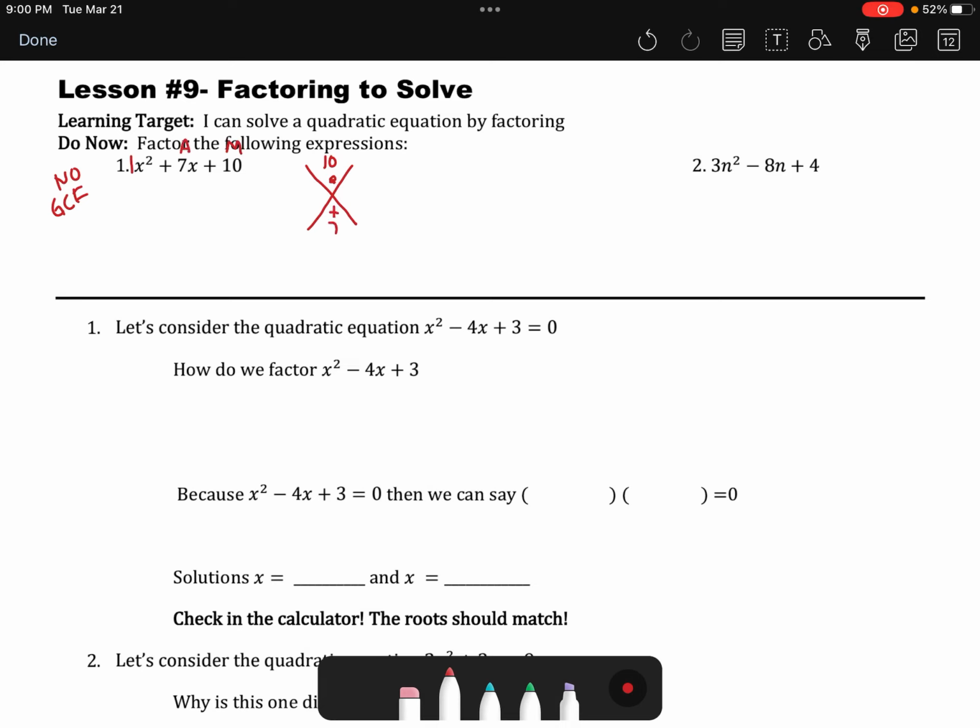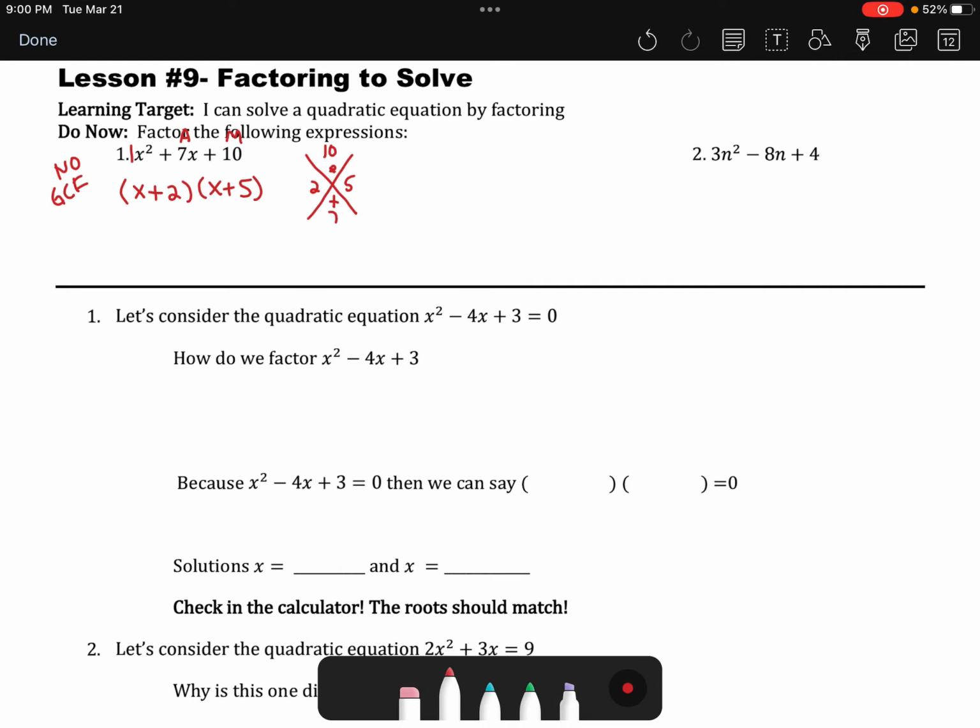So think about what multiplies to 10. We've got 1 and 10. We have 2 and 5. And that's it. So yeah, 2 and 5. 2 and 5 will multiply to 10 and add up to 7. So that means we can go straight to our parentheses, x plus 2, and then x plus 5. And if you were to distribute that, you would get x squared plus 7x plus 10. So that is the factored form for the first one.